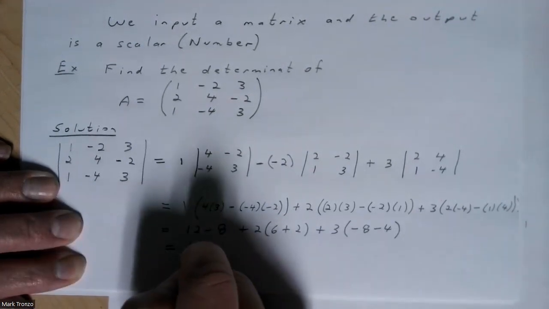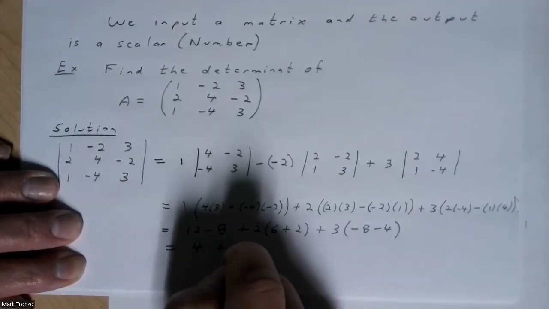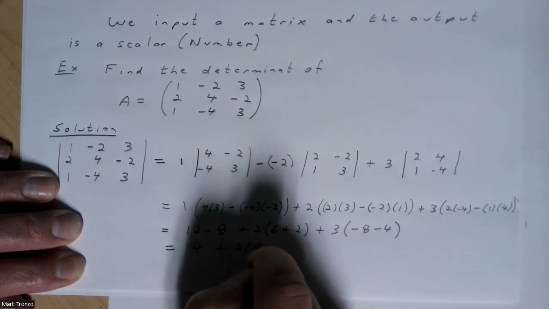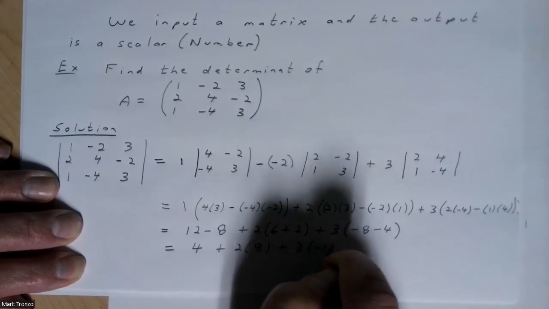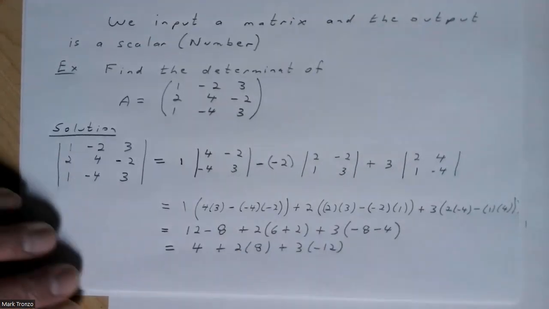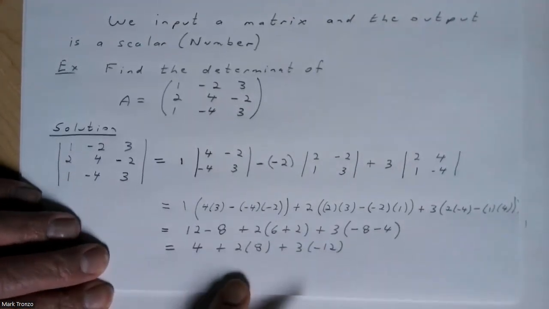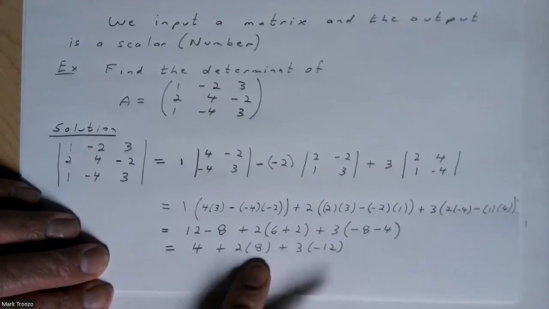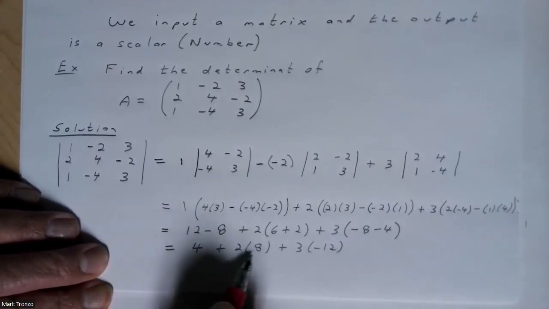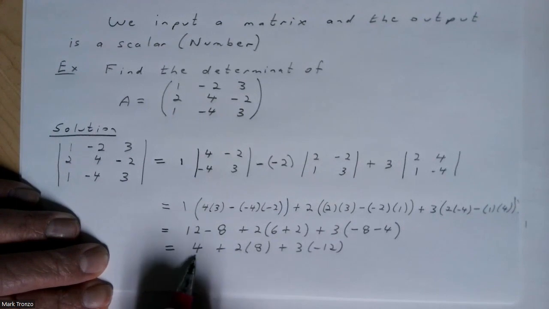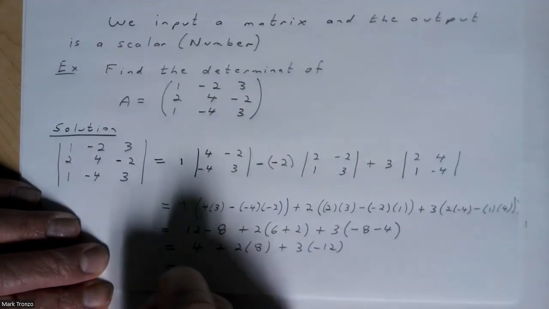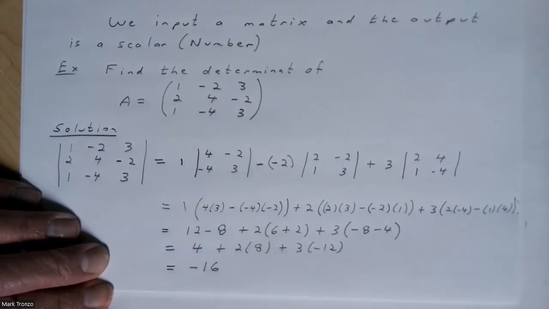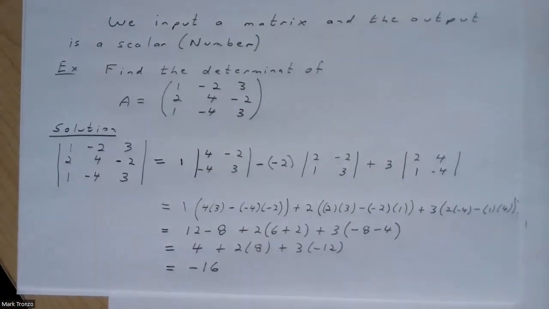And we're going to have 4 plus 2 times 8 plus 3 times minus 12. You don't have to go through all the steps that I'm doing here. I'm doing a lot of steps here. You probably don't need to do all this. But in any case, this is going to be 20 here because we have 16 plus 4 is 20. Then minus 36. So the answer is going to be minus 16. So that's the way you do determinant.